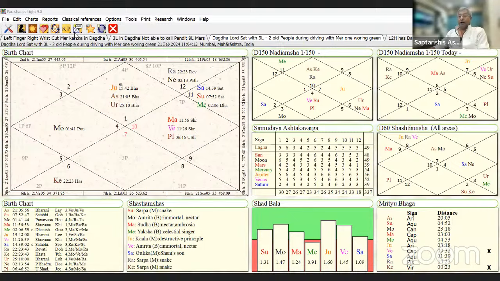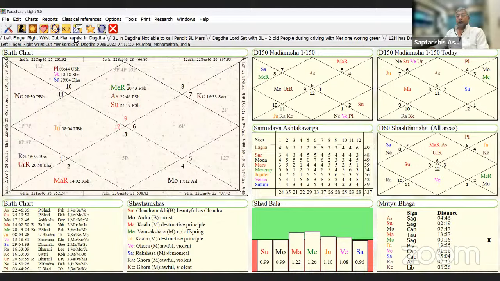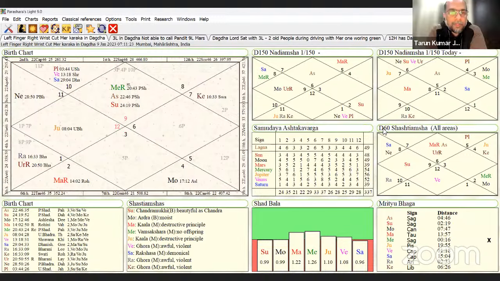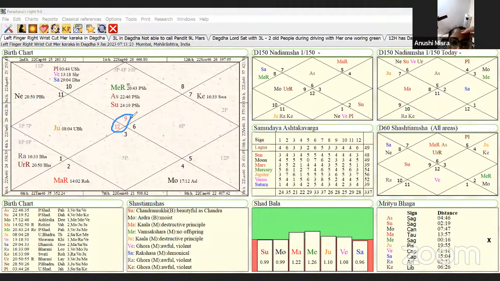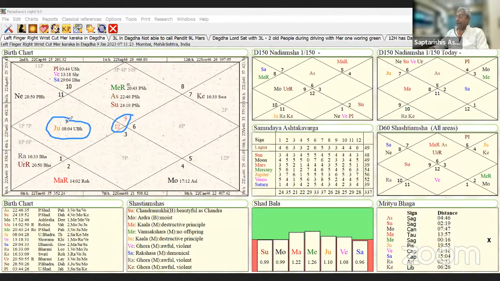Let's take another chart. Which are the Dagdha Rashis? Lagna, Sagittarius and Pisces. Fourth house, Saji in Pisces. I was doing some housework. A problem happened.